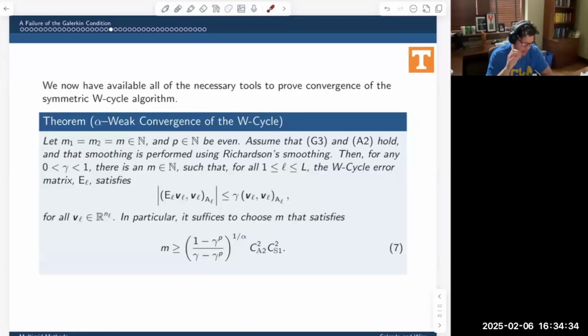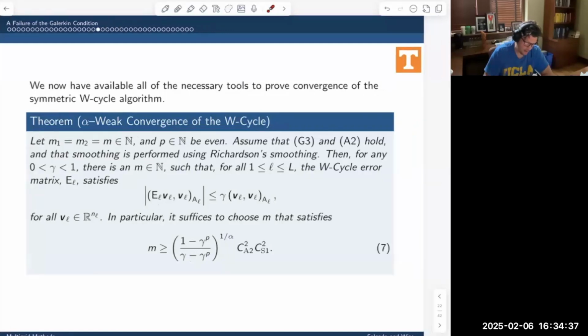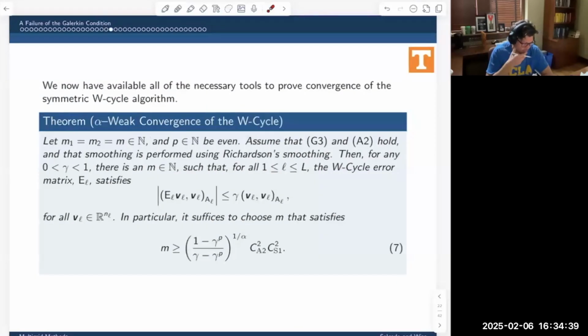Now, let's see. Okay. So now I want to show the alpha weak convergence of the W cycle method. So what do I have to show in this case? Well, I have to show that I can find some gamma such that this holds. And so that's what I'm going to try to show. Now, I'm not going to fix M. I'm simply going to take M large enough so that I can achieve my convergence goals. Okay, so I'm going to symmetrize my algorithm.